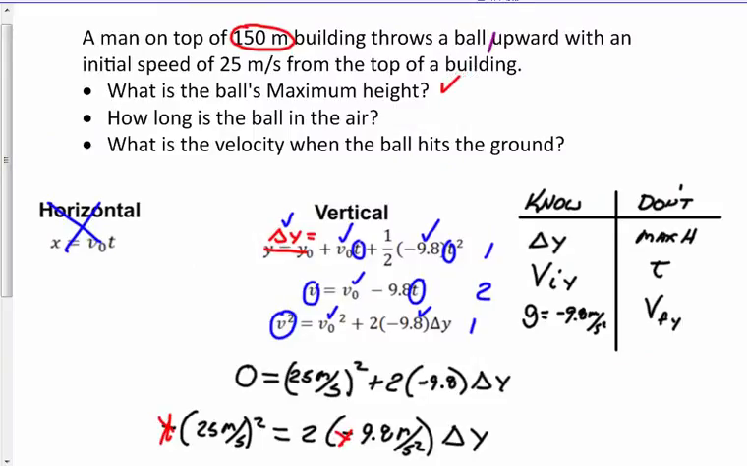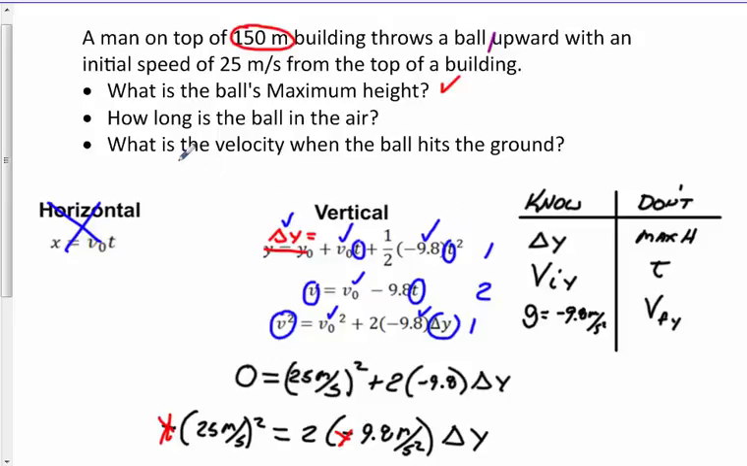All right, let's go back to the equation. How long is the ball in the air? Now, we know delta y here. There's a couple things you can do. If I want to find out how long the ball is in the air, I can go right to this equation right here, because the only unknown is time. And there's nothing wrong with that. That will give me the answer. The only issue is it's going to give me a quadratic equation.